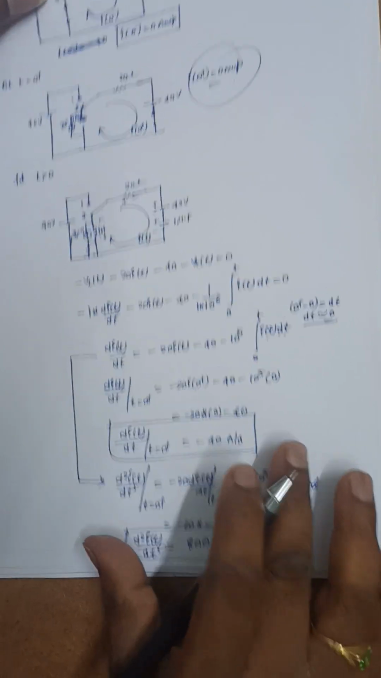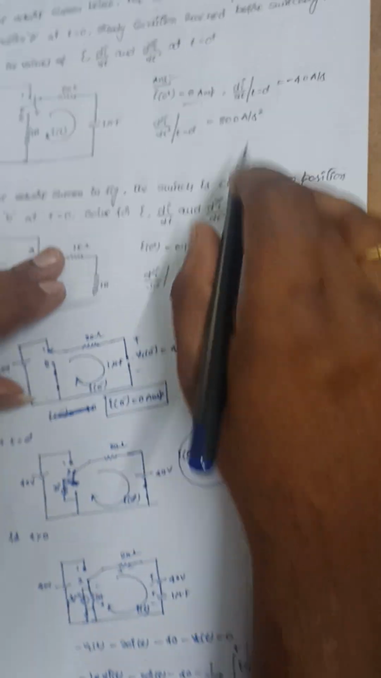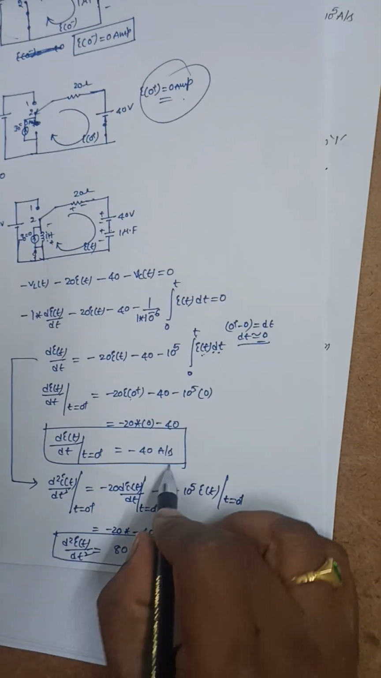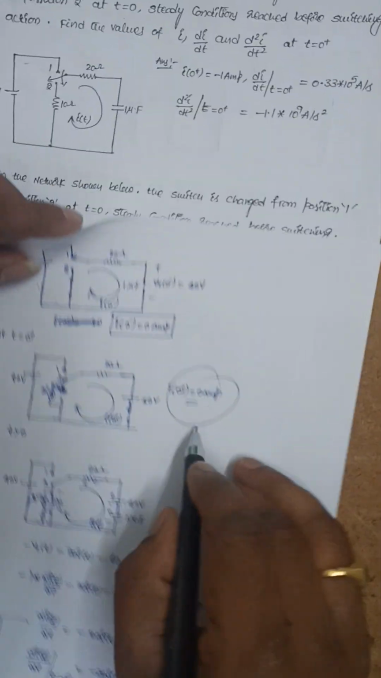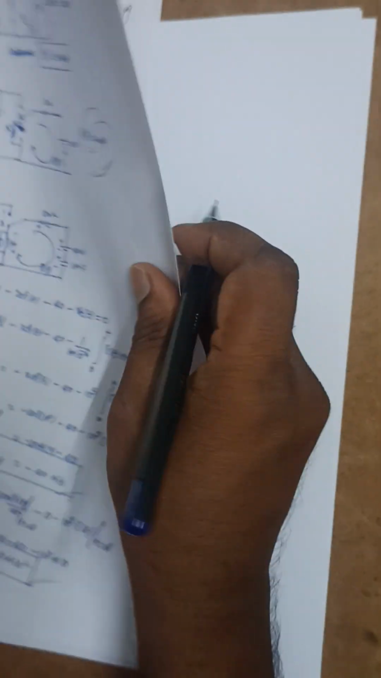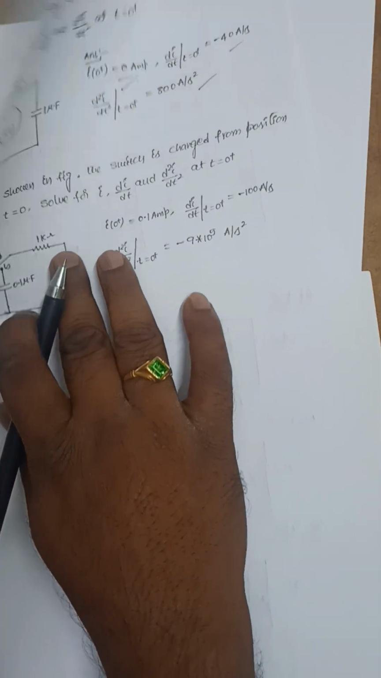So these are the answers: minus 40 amperes per second, 800 amperes per second square, and I of 0 plus is 0 amperes. Next, last question, 7th question.